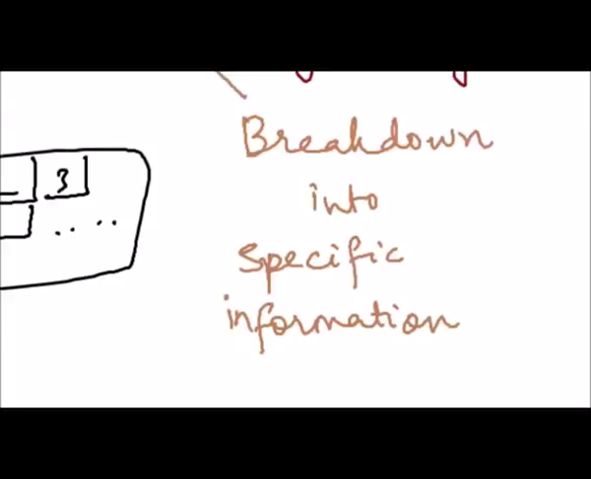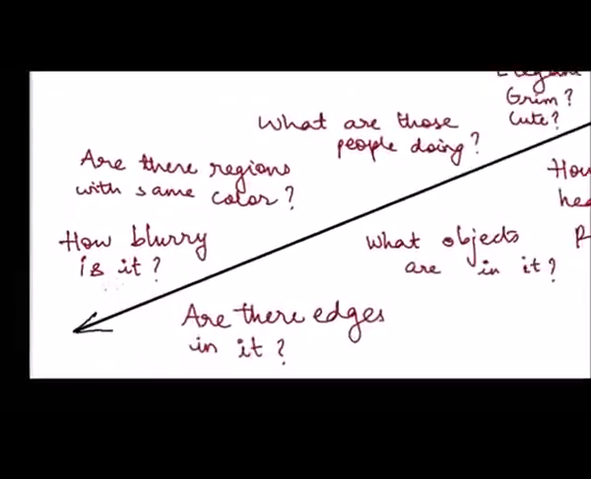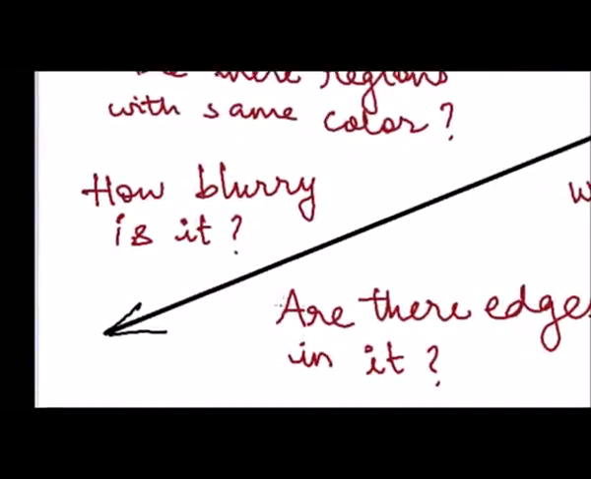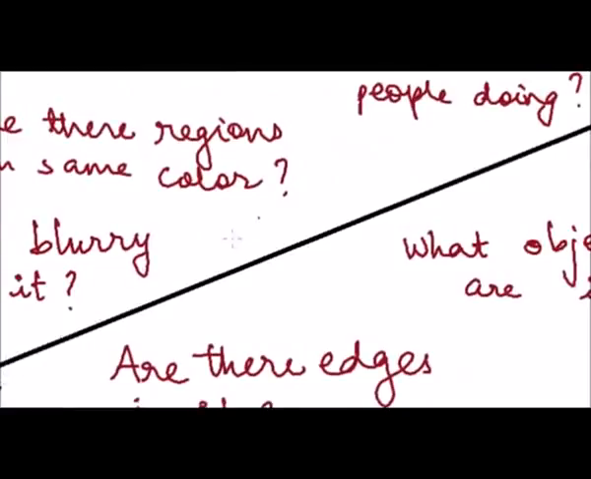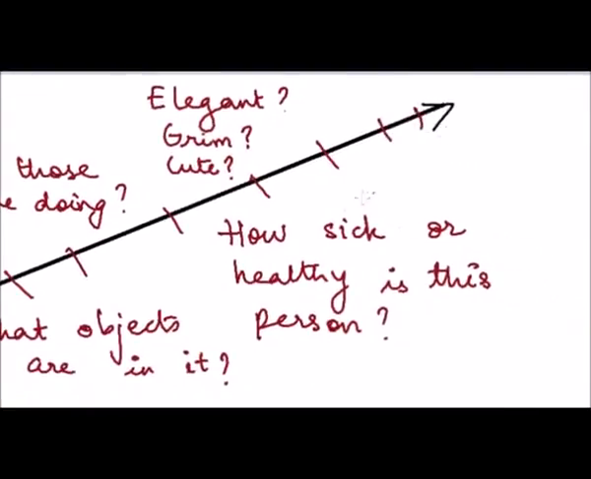So now, what are the contents of the images? What do they look like? When we talk about the contents of an image, we talk about going from down below, consisting of very basic information, to climbing up the semantic ladder and going on to very high level or abstract information, something that you would think when you are looking at some image in an art gallery. Say, you would wonder, is that an elegant look, a grim look, a funny look, a cute look, or how sick or how healthy is this person?